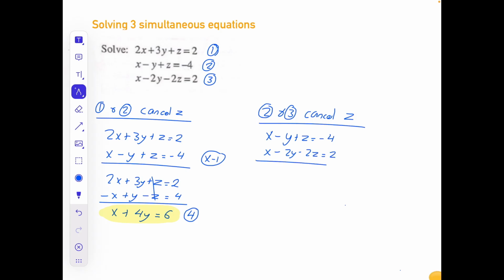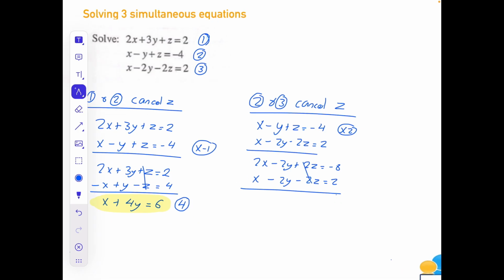I want my z's to cancel, so I need to make that top line a positive 2z. So I need to multiply that top line by 2. So 2x minus 2y plus 2z is equal to -8, and leave the bottom line alone. The z's will cancel. 2x plus x will give me 3x, minus 2y minus 2y will be minus 4y is equal to -8 plus 2 will give me -6. Okay, and I'm going to call that equation 5.